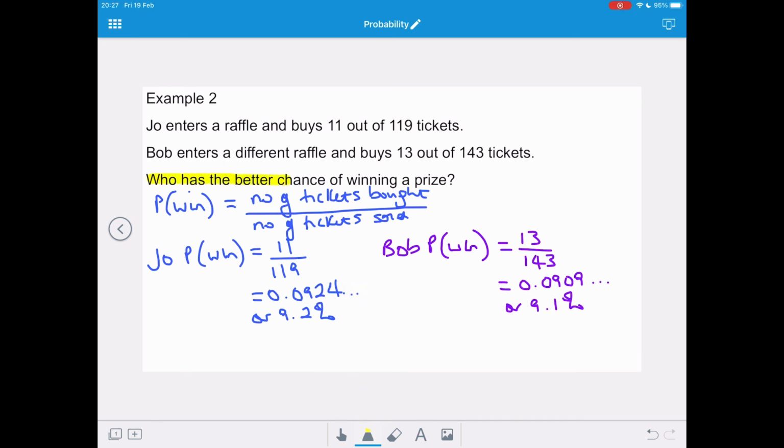Now we can compare to work out who has the better chance of winning a prize. So we want the probability that's highest because then they have a better chance of winning. So we need to answer the question by saying that Joe has a better chance of winning a prize, and the reason is because 9.2% is greater than 9.1%. So make sure when you're writing your final answer that you make that comparison between the two probabilities.